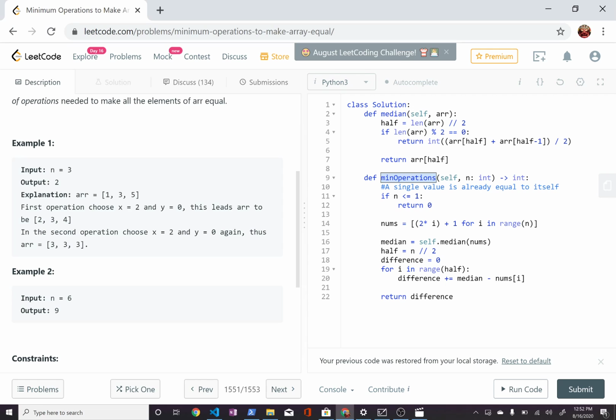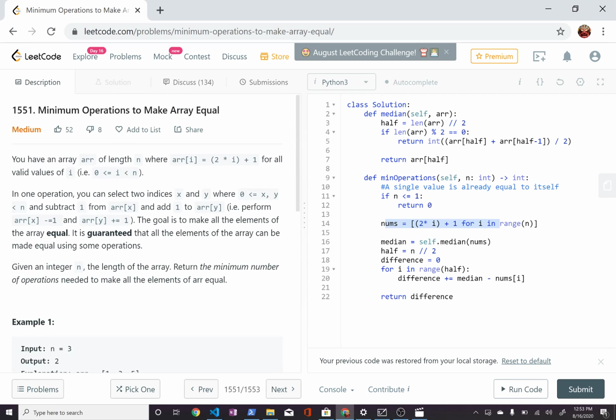And so then the main function that's going to solve this problem is just this one, min operations. And what it does first is handle the special case. If n is 1 or less, then we just return 0. We don't have to do any operations because a single value is already equal to itself. That's kind of my Zen comment. And then what I do is I just construct this array, which I'm calling nums, and it's just the first n odd numbers using the same formula that the question provides, 2i plus 1 for i in range of n. I use my median function to find the median. The half is the halfway point of the list.